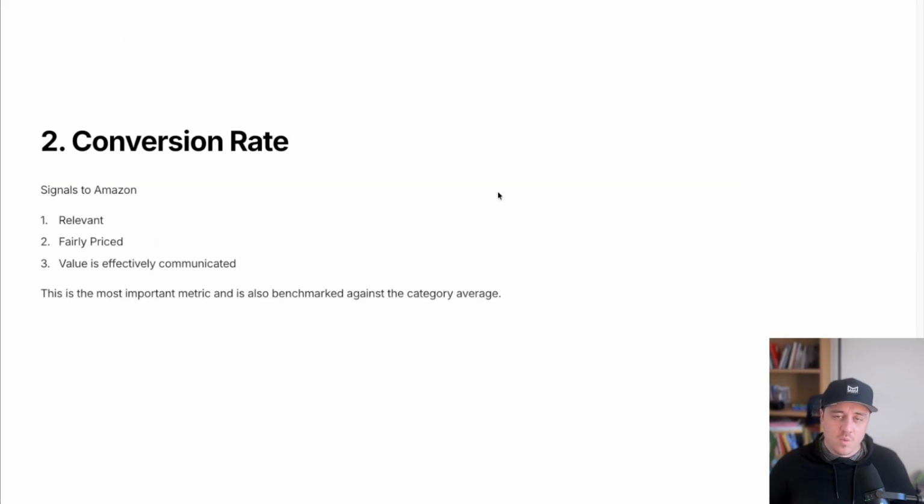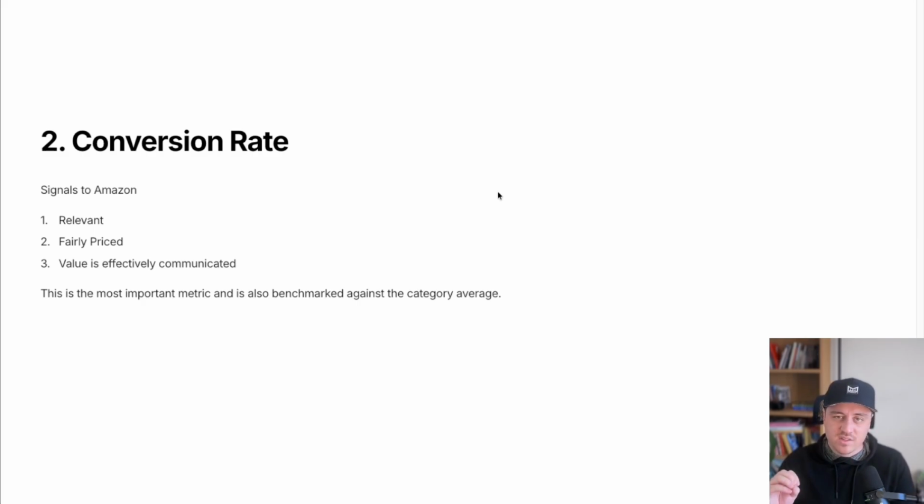The second, which I believe is the most heavily weighted, is your conversion rate. This signals to Amazon that your product is relevant, fairly priced, and the value is effectively communicated. This is the most important metric, and it is also benchmarked against category average.